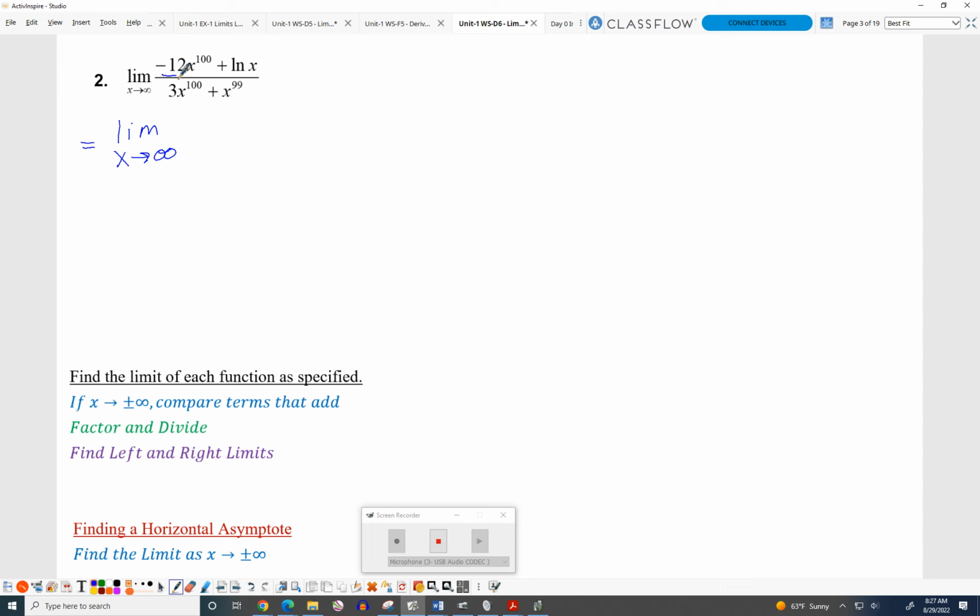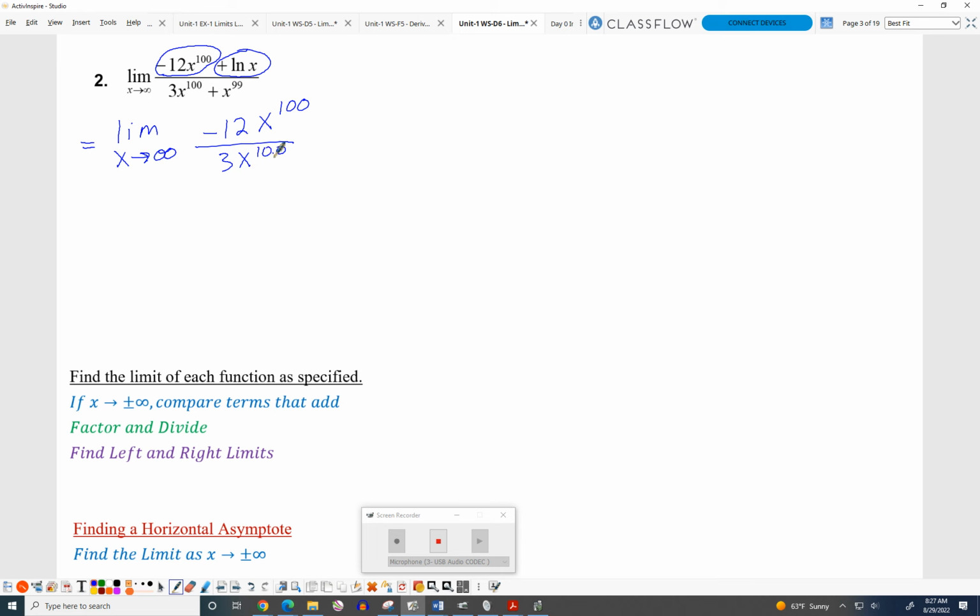Comparing these two terms, we learned that a power function goes much faster than a basic exponential. So the power function is dominant. So negative 12 x to the 100. On the bottom, we have two power functions. We take the larger of the two power functions.